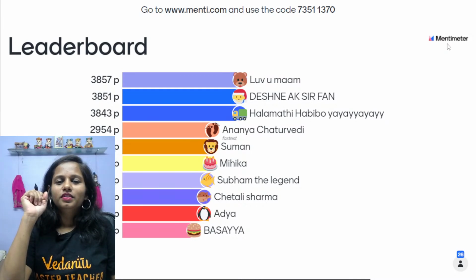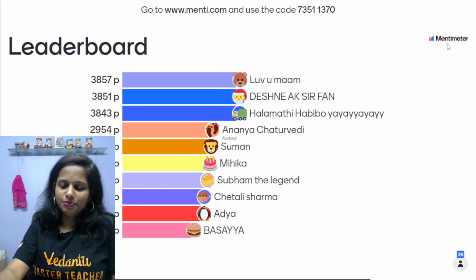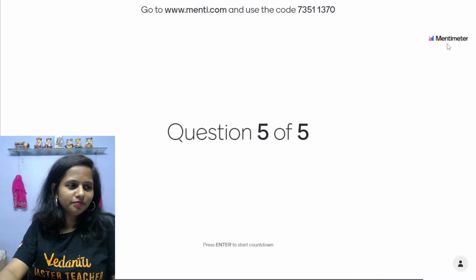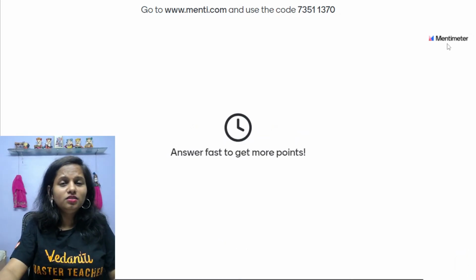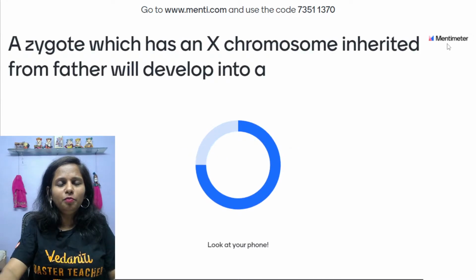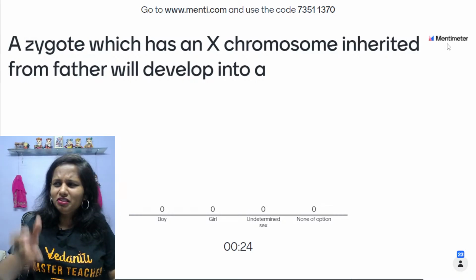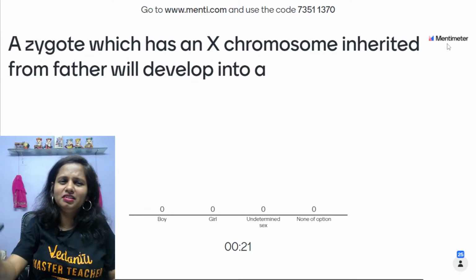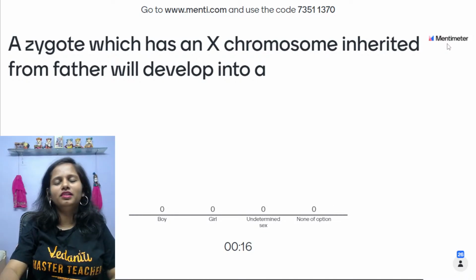हाय अक्षय. So love you ma'am, Deshne, Hallamati, Ananya, Suman, Mihika, Shubham, Chetali, Adya, Basaya. Chalo. Here we go. And Azan is not at all scared ki how badly or how good can he score. But I am extra tense because his school teacher and principal will call me and they will bash me like anything. You call yourself a teacher? First educate your child and then go ahead and teach the nation. मतलब मुझे तो ना तगड़ा सुनाने वाले, तगड़ा.